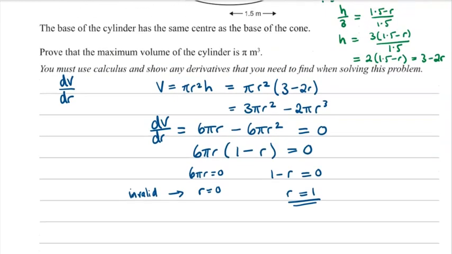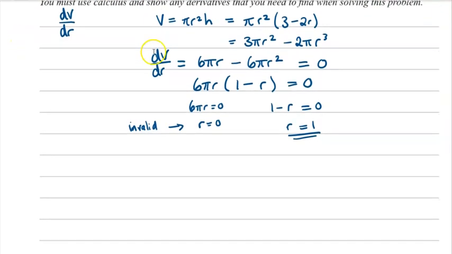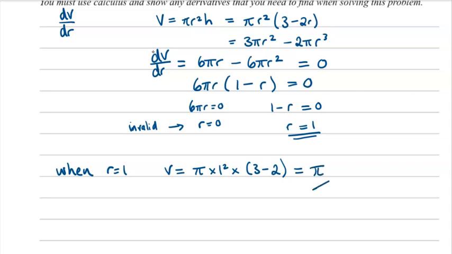Back to our question, remember, the maximum volume of the cylinder. We're trying to find the volume. So we know that it happens when the radius is 1. So when r is 1, the volume is equal to pi times 1 squared times the height, which was 3 minus 2 times 1. So that's just 3 minus 2. So that is equal to pi.